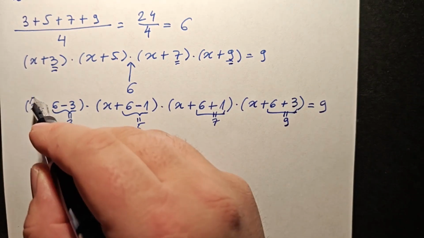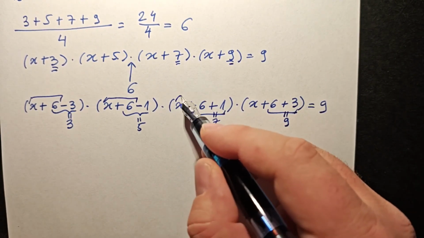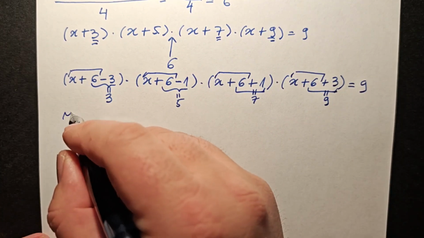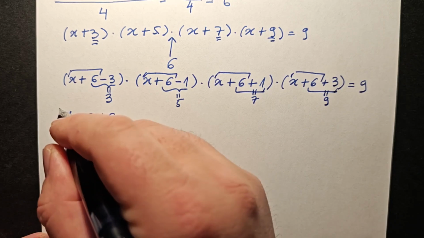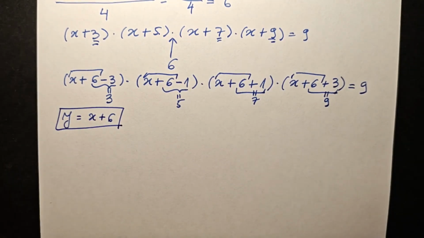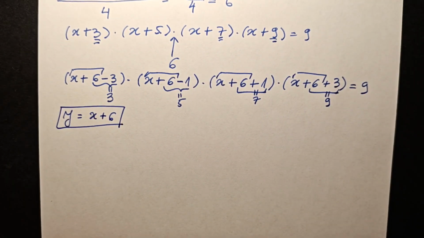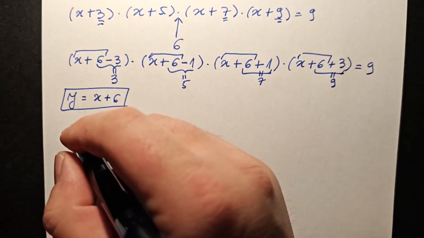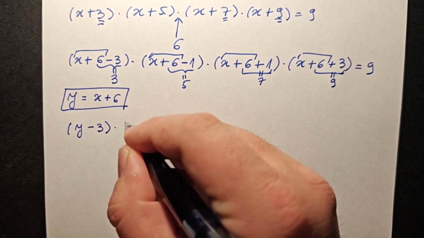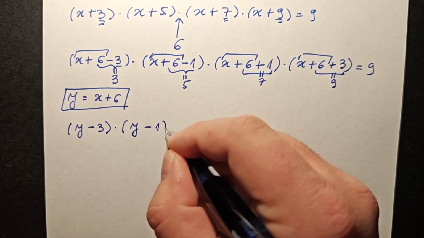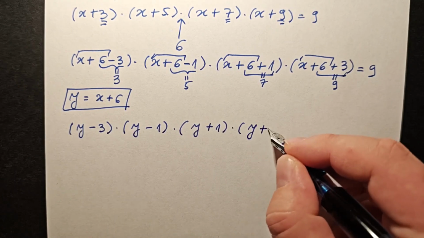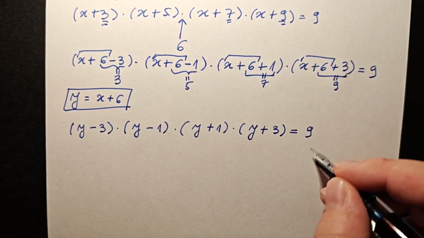We have the x + 6 part as common in all of these terms, so we are going to introduce a substitution that y = x + 6. This substitution is important. We are going to come back to it later. And we are going to make things simpler by using this substitution. The equation then becomes (y - 3)(y - 1)(y + 1)(y + 3) = 9.